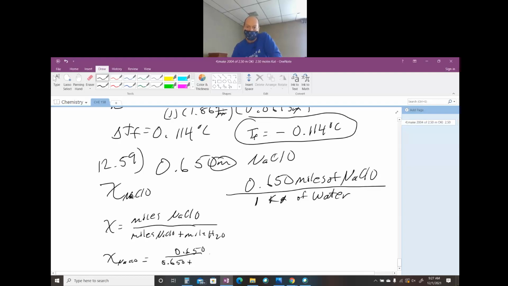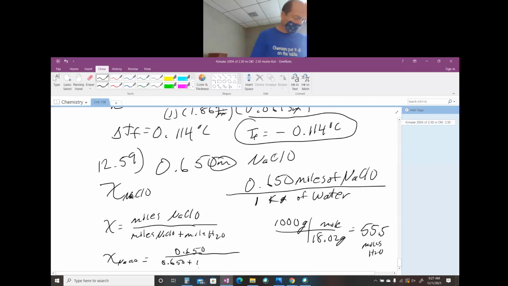So now we just need to find the moles of water. We have 1,000 grams, a kilogram is 1,000 grams of water. Divide that by the 18.02 grams per mole of water, and we get 55.5 moles of water. So you plug that in there, 55.5.